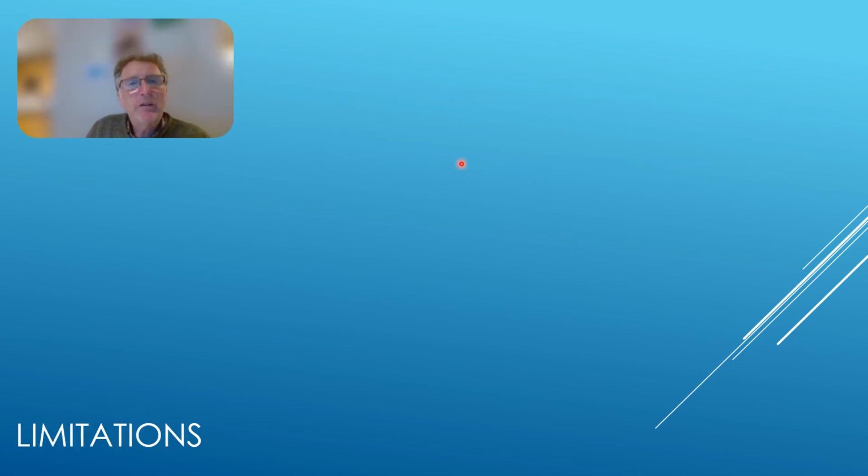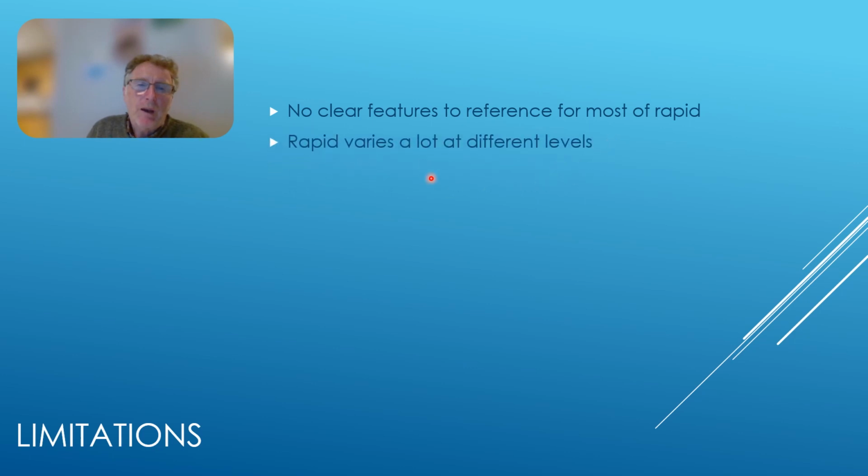So let's talk about the limitations then. Hopefully I've made the point that while it is good to scout from the bank, you won't be able to find references once you're in the boat. So you're limited to what you can remember. And in this particular rapid, there's very few reference points. So no clear features to reference from for most of the rapid. This particular rapid, like many, varies quite a lot at different levels. For example, that hole behind the rock, because it could become much more retentive at higher levels.